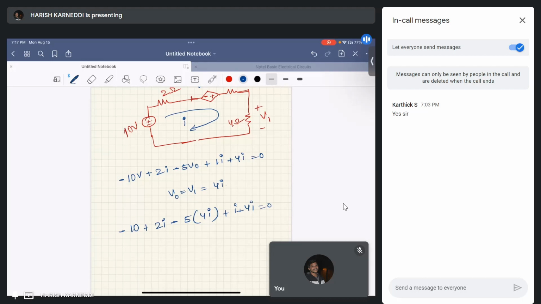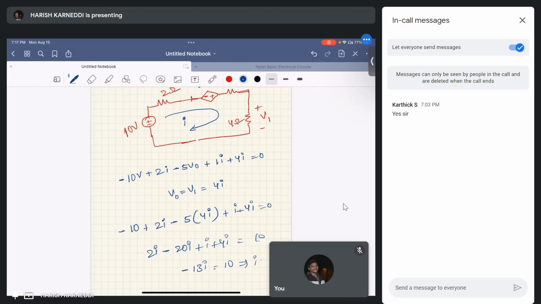So we can simplify this. This is 2I minus 20I plus I plus 4I equal to 10. This is 2I plus 1I, 3I, 3I plus 4I, this is 7I. 7I minus 20I, that is minus 13I equal to 10, right?